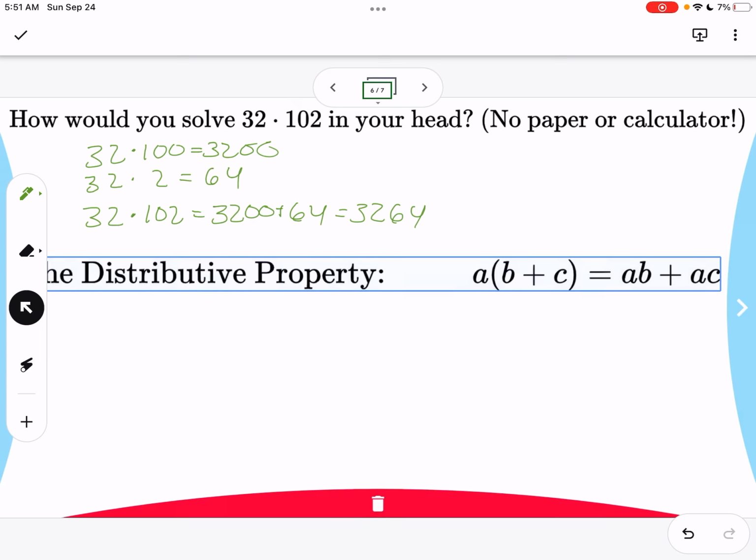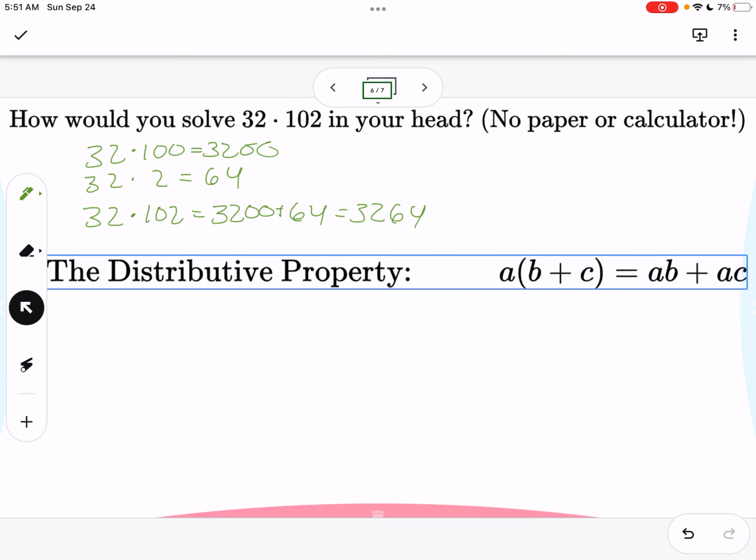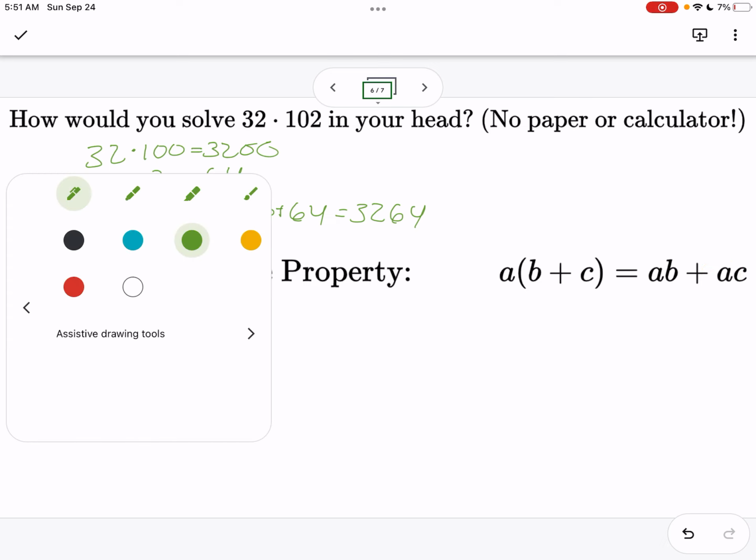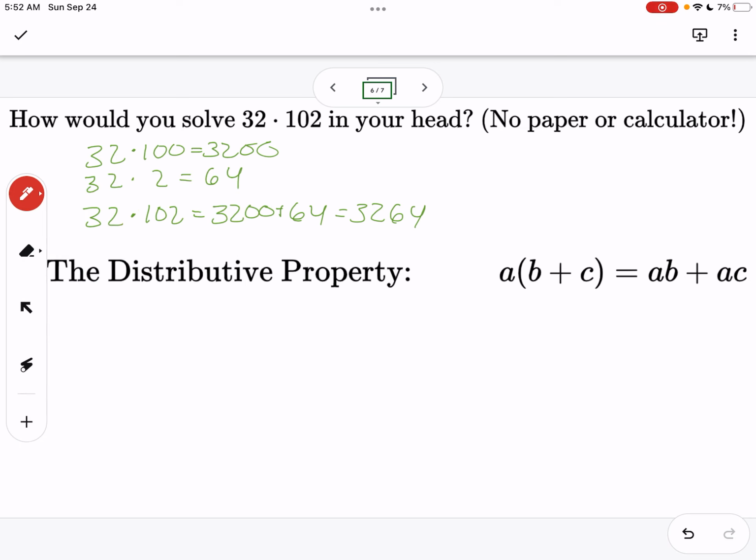This is called the distributive property because we distribute the A into our parentheses. So A times the quantity B plus C equals A times B plus A times C. So we will use this distributive property both ways. We will use it to distribute.